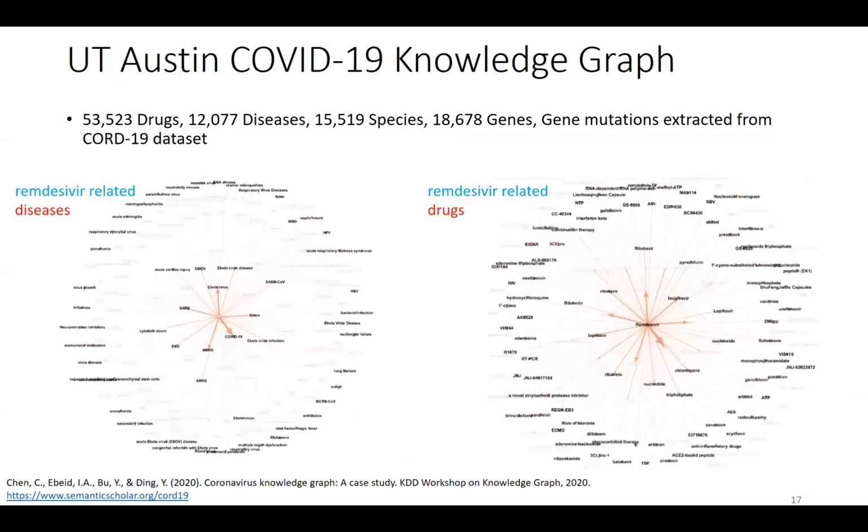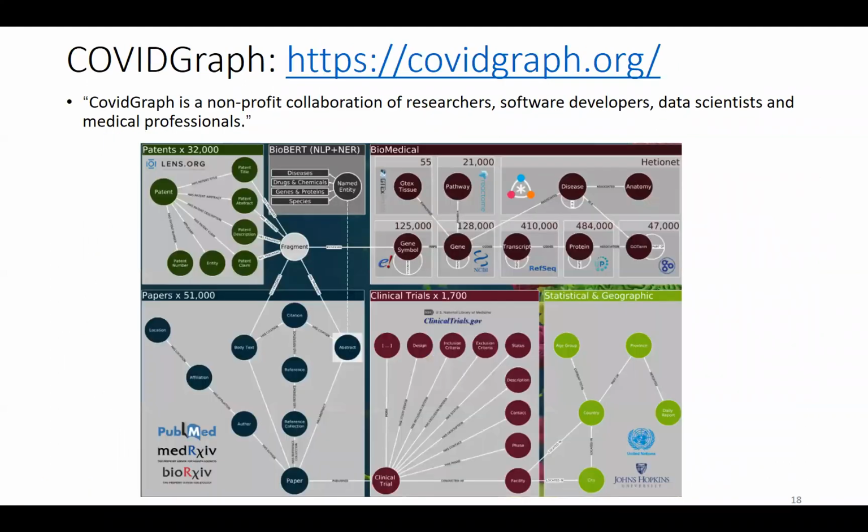UT Austin's knowledge graph also has hundreds of thousands of nodes. An interesting result shown in their paper is that they retrieved the related diseases and drugs to the new drug, remdesivir. There are also some industrial efforts, and they built an even larger knowledge graph. Currently, the knowledge graph is only available through a demo.